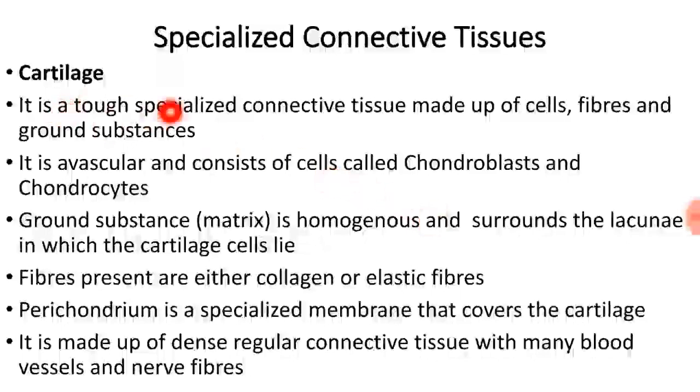Here in specialized connective tissues, we have cartilage. This is a tough specialized connective tissue made up of cells, fibers, and ground substances. Ground substances are matrix. It is avascular and consists of cells called chondroblasts and chondrocytes. The ground substance matrix is homogeneous and surrounds the lacunae in which the cartilage cells lie, and the fibers present are either collagen or elastic fibers. Perichondrium is a specialized membrane that covers the cartilage, made up of dense regular connective tissue with many blood vessels and nerve fibers.